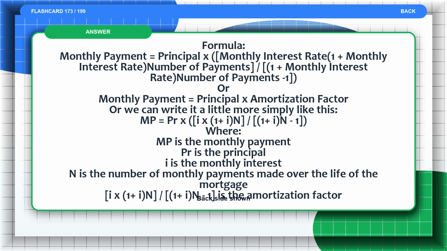MP equals PR x I x (1 plus I)^N divided by (1 plus I)^N minus 1, where MP is the monthly payment, PR is the principal, I is the monthly interest, N is the number of monthly payments made over the life of the mortgage, and I x (1 plus I)^N divided by (1 plus I)^N minus 1 is the amortization factor.